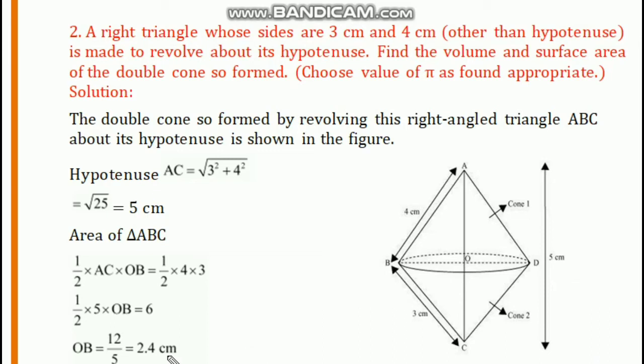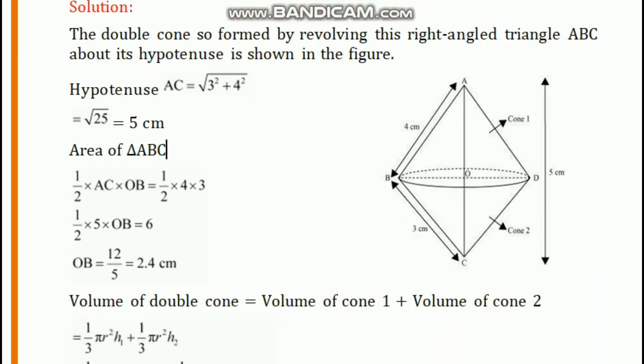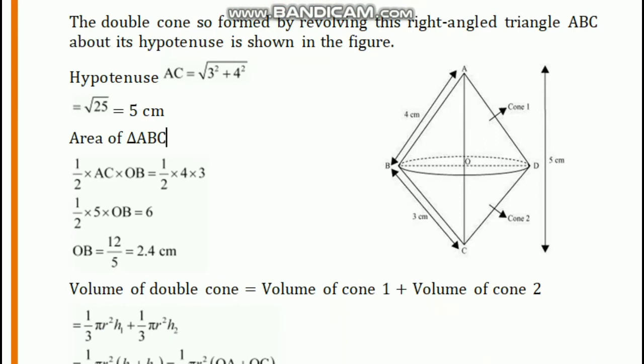So here we know the radius. The radius is 2.4 centimeter and the total height is 5 centimeter. Now we can find the volume of the cone. We know the formula for the volume of the cone: 1 by 3 pi r square h.